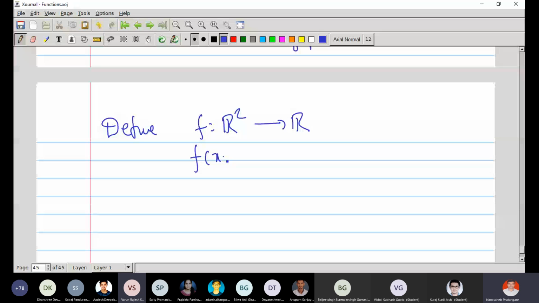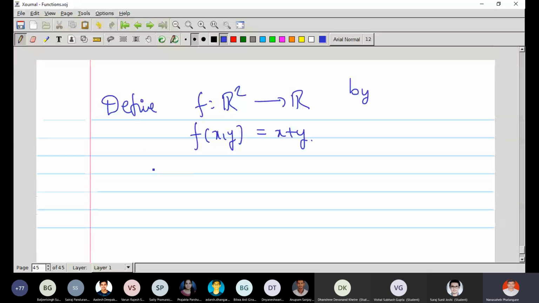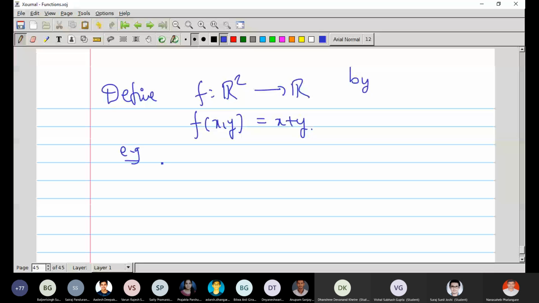So for example, x plus y. Is it a function from R2 to R? Yes, it is a function, because you give me any element from R2, any pair xy, I can apply the function and you get a real number. For example, if xy is equal to 1 1, it is a member of the R2 domain. And what is f of 1 1?